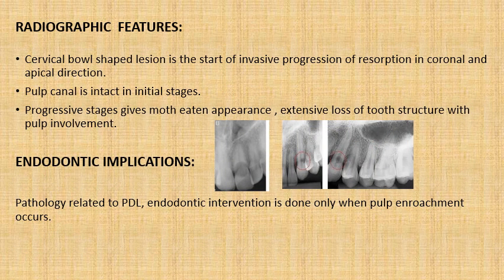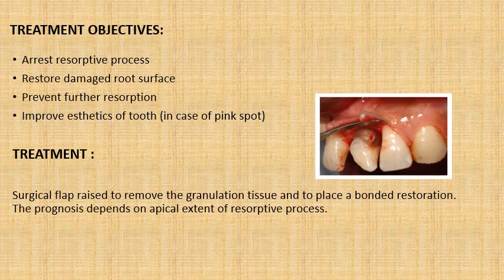So this is how the radiographic feature will look. See, on the cervical aspect, you are seeing a bowl-shaped lesion slowly progressing on both sides. Initially, the pulp canal is intact, but later it will tend to involve the pulp canal also. And you have to start the endodontic treatment as soon as possible. These are the treatment objectives. You can do a non-surgical method, but if it is very severe, you have to raise the flap, remove all the granulation tissue, and repair with the help of MTA or any other bioceramic materials. And again, the prognosis will depend upon how much extent the resorption has extended in the radicular portion.